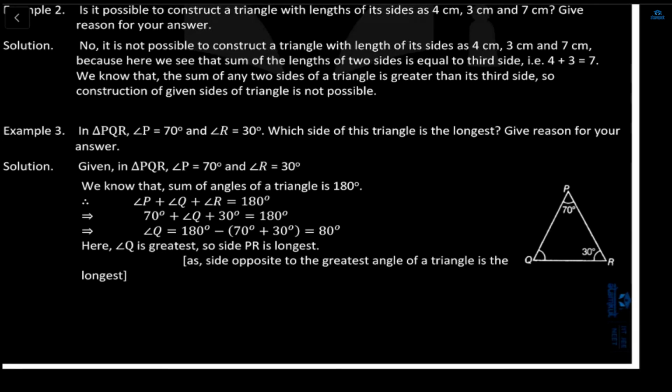The third angle is 80, ma'am, because using the angle sum property, 70 plus 30 is 100, so 180 minus 100 is equal to 80. Yes, because the sum of all the three angles of a triangle is 180 degrees. So we have got this angle as 80. So which side will be the longest?